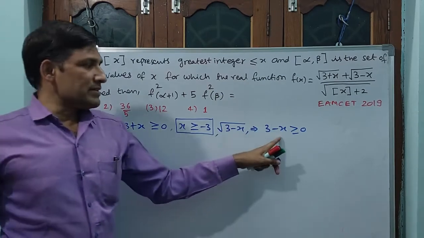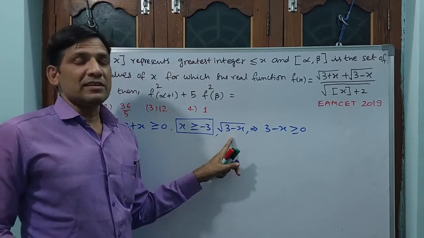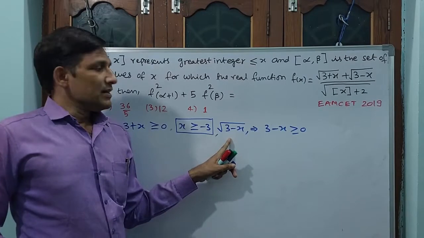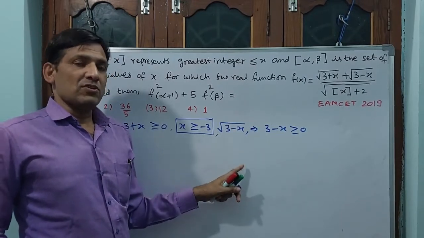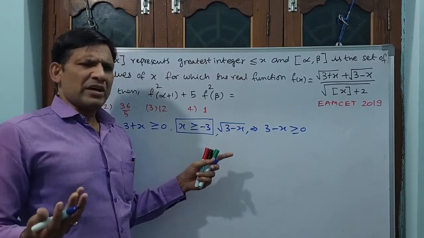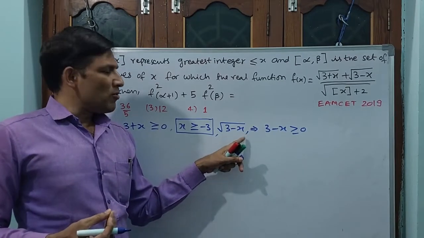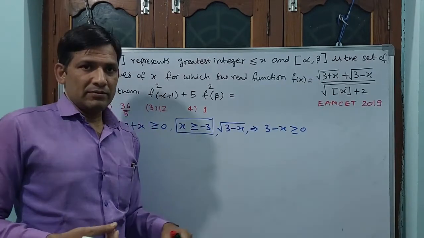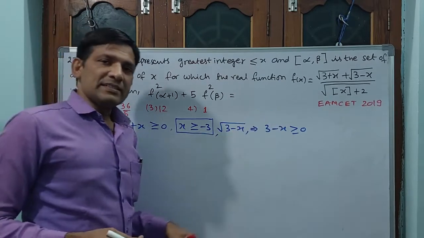Why? Because 3 minus x, if it is less than 0, again it is under the square root, it is not going to be defined. That is why 3 minus x should be greater than 0. But is it equal to 0? Even if it is equal to 0 also, no problem. Why? Because this is in the numerator.